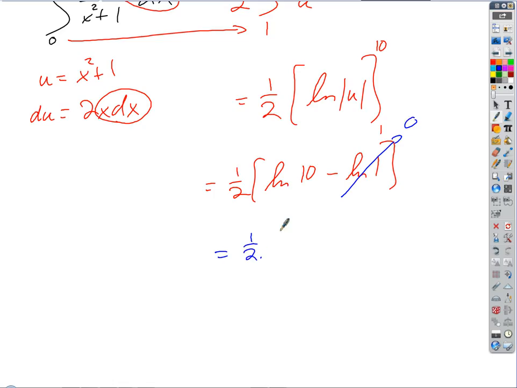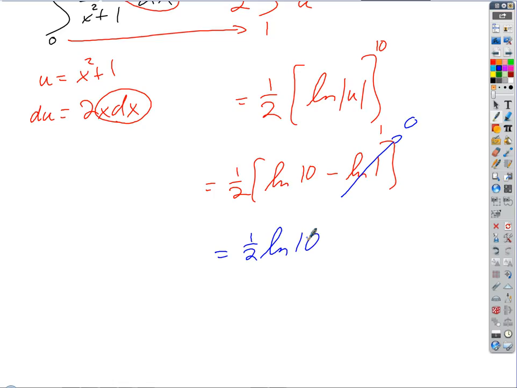Do you have to get rid of the absolute value bars if you can, or does it matter? You get rid of them if you can. If we don't recognize that on a test, just keep it and don't pay attention to that. The natural log of the absolute value of 10 would be a little silly; that's just natural log of 10. So there's our answer. That's just a number.